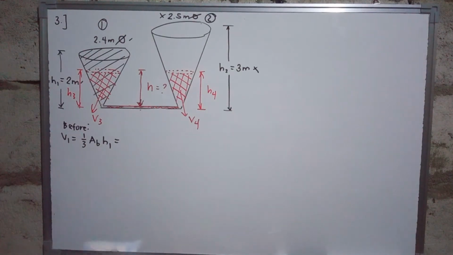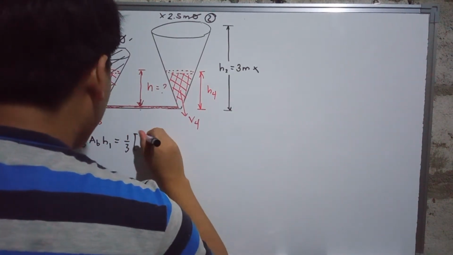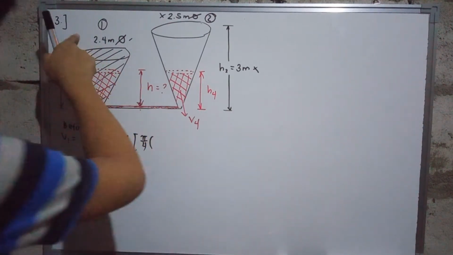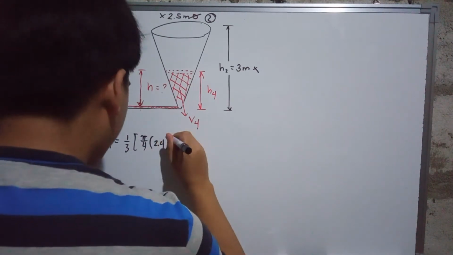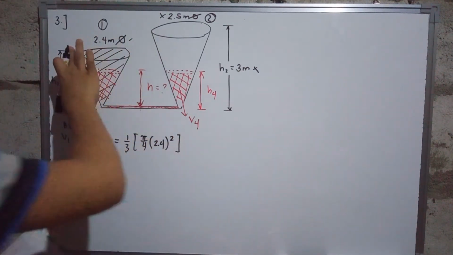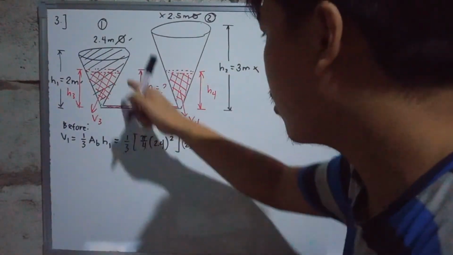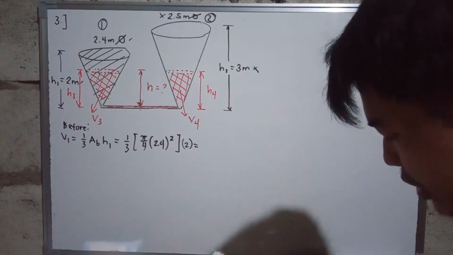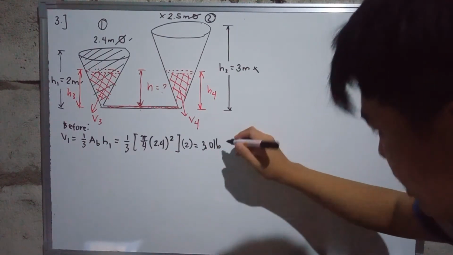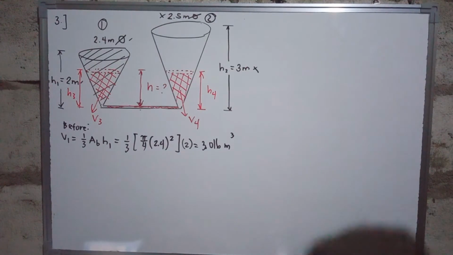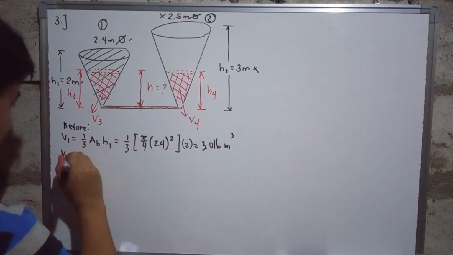So, 1/3 multiplied by pi over 4. So, yung diameter niya is 2.4 meter squared multiplied by h sub 1, which is equal to 2. So, the value of our cone 1, which is initially full of water, is 3.016 cubic meter. So, let's solve naman for the value of volume 2.